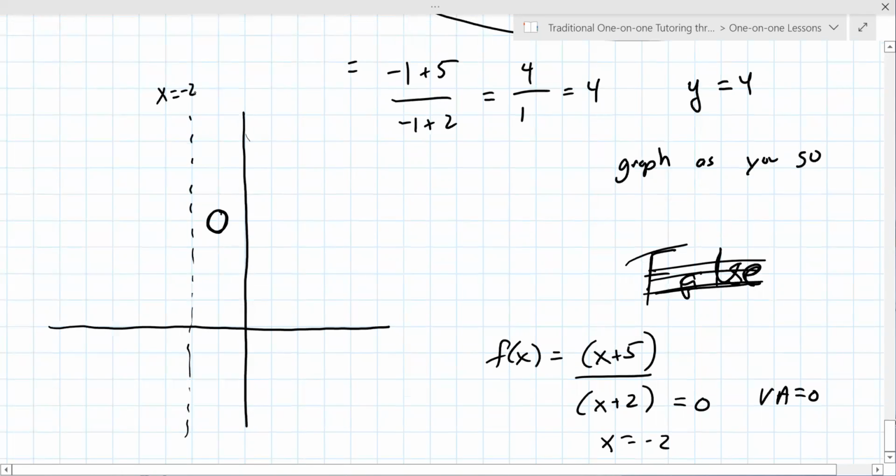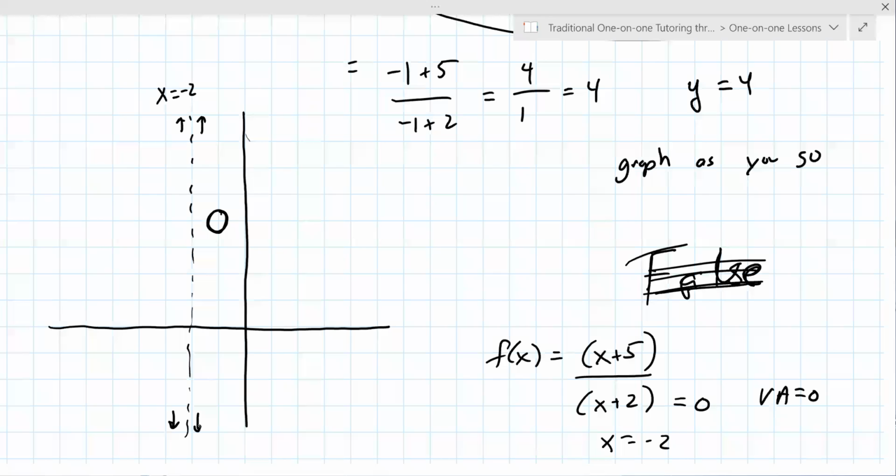And this is a technique that I recommend. I like to put arrows around the asymptotes because we're going to connect the lines and the dots together.